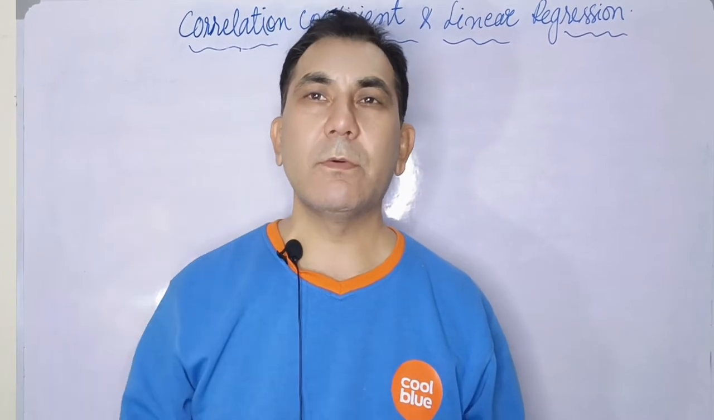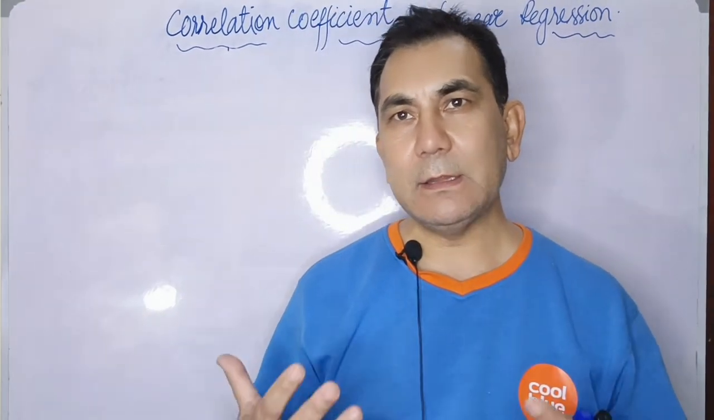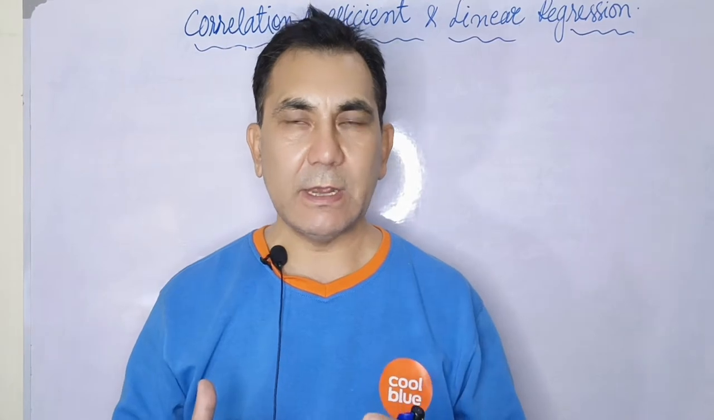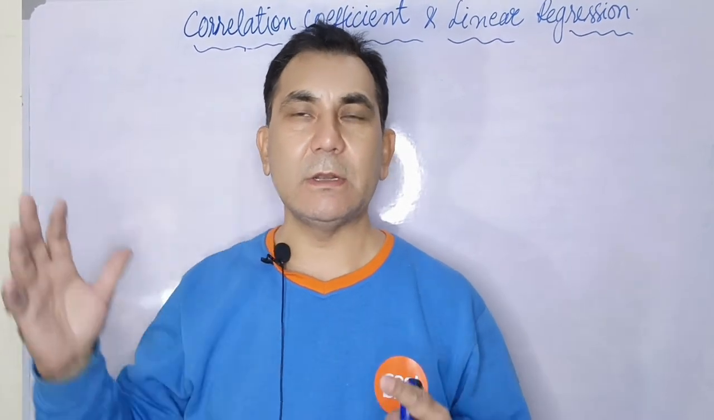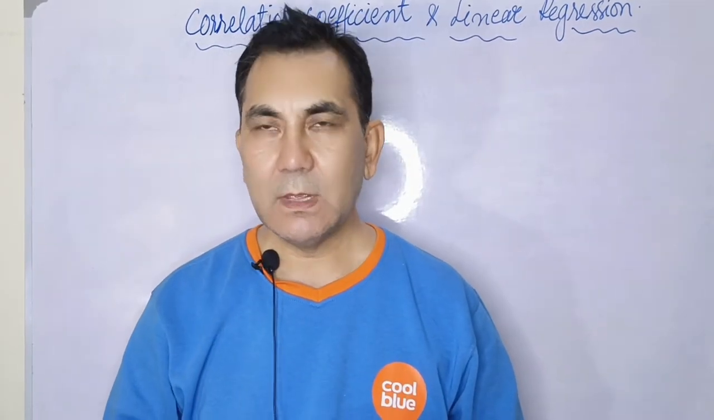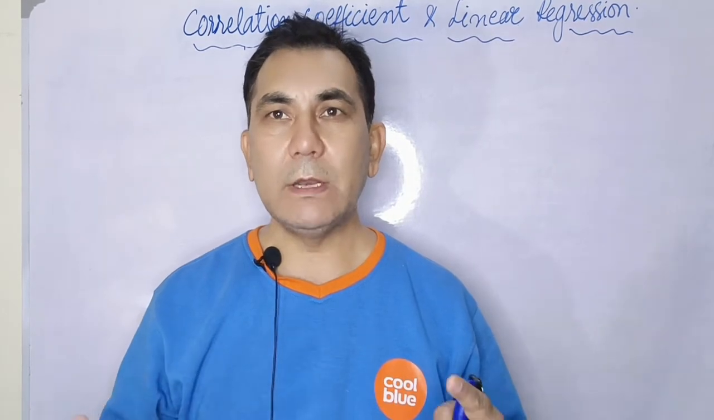In today's lecture, we will learn the correlation coefficient and linear regression. Let's go through the definition and mathematical structure of the correlation coefficient and linear regression. The correlation coefficient, as is clear from its title, is the correlation. It means it statistically measures the relationship between two quantitative variables, and it also shows the association between the two variables.